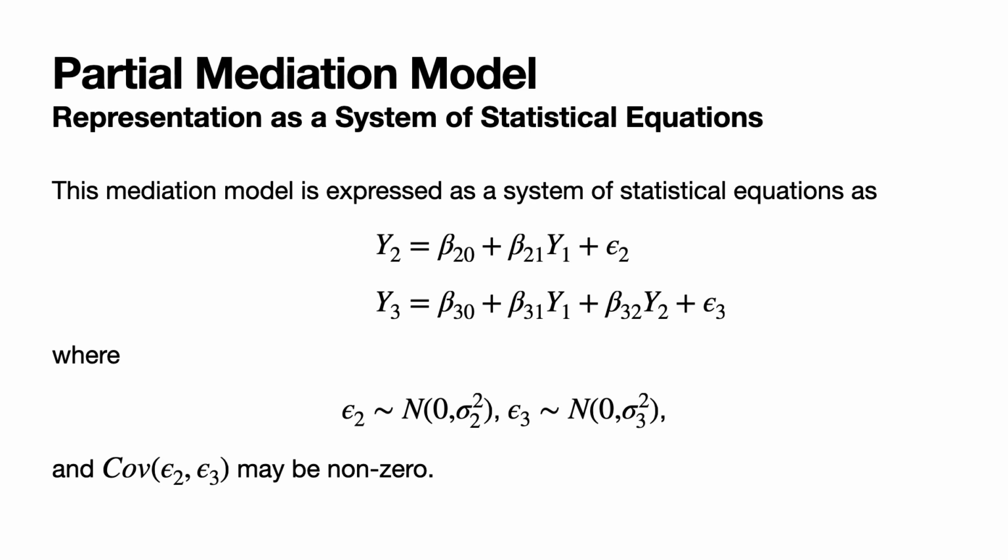Now in this model, epsilon 2 and epsilon 3 are random error terms assumed to be normally distributed with a mean of 0 and with variances sigma 2 squared and sigma 3 squared respectively. And in this model, they are allowed to be correlated.